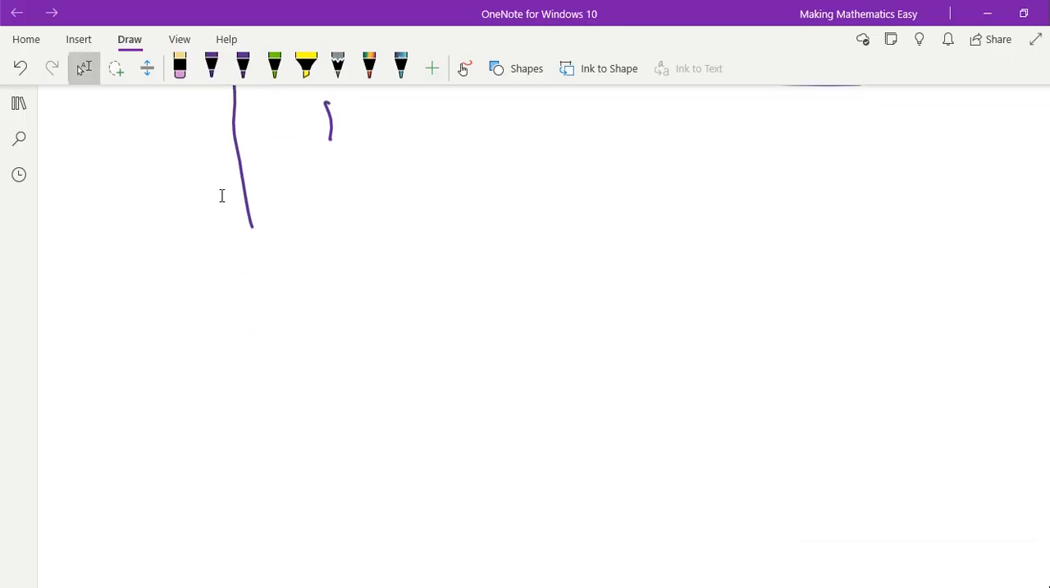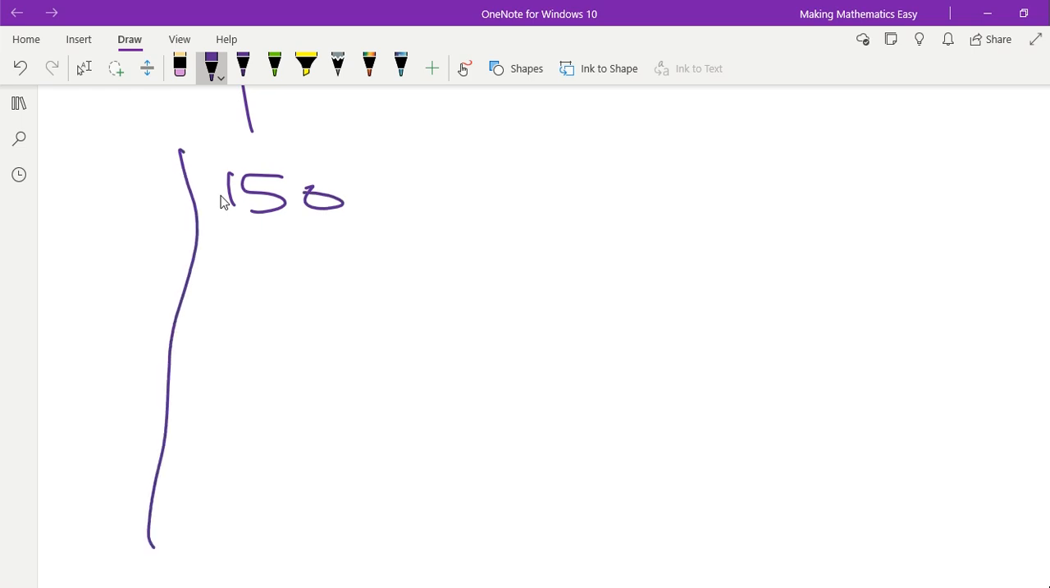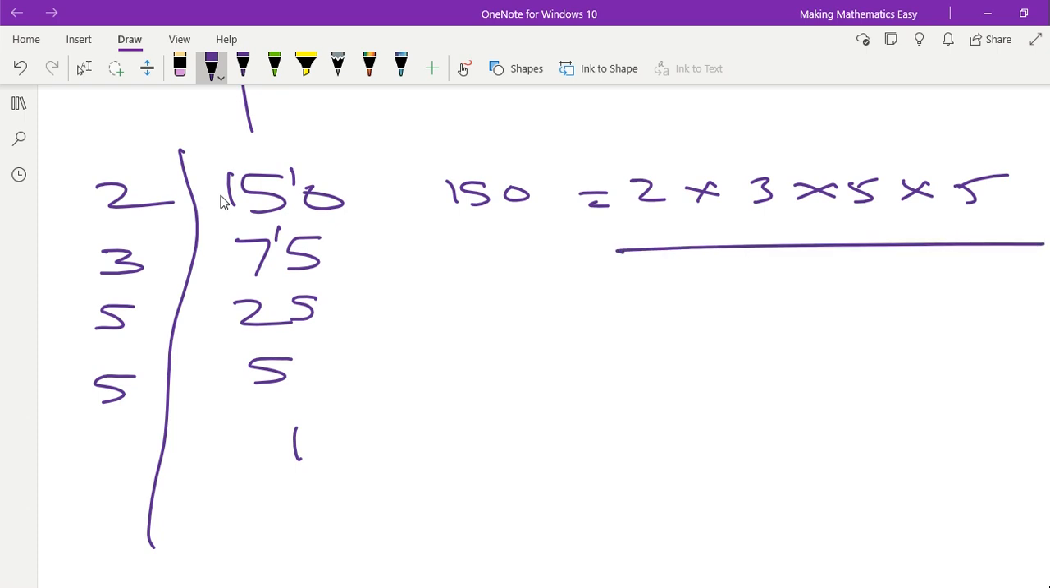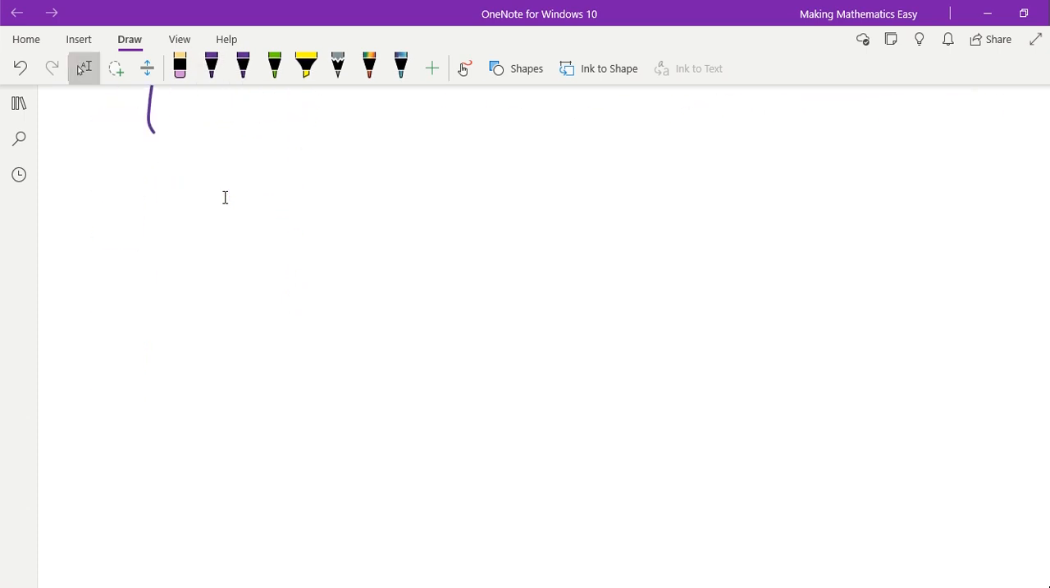Next is 150. We can take the smallest prime, which is 2. 2 sevens are 14, 1 carry, 2 fives are 10. Now 75 is not divisible by 2, but it is divisible by 3, so we can take 3. 3 twos are 6, 1 carry, 3 fives are 15, then 5 fives are 25, and 5 ones are 5. So the prime factorization of 150 is 2 into 3 into 5 into 5. That's it. These are prime factors. This is the way you find prime factors.